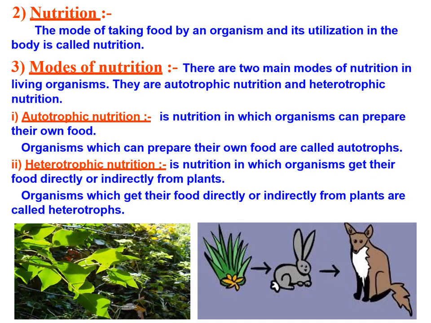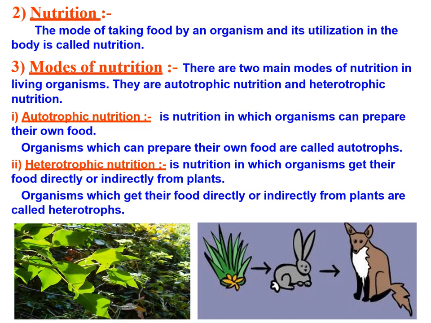Students, there are two main modes of nutrition in living organisms. They are autotrophic nutrition and heterotrophic nutrition. Let's have a look at the autotrophic nutrition. Students, the autotrophic mode of nutrition is shown by organisms which are capable of making their own food from simple substances. For example, we see the green plants.